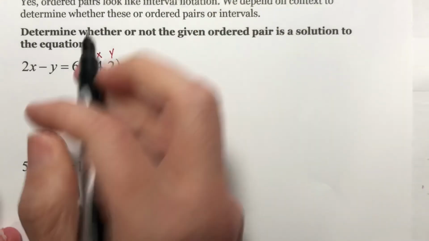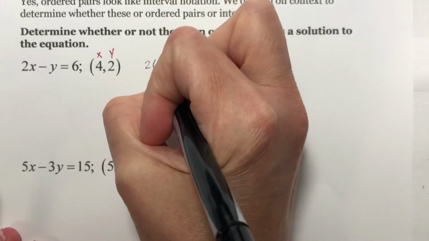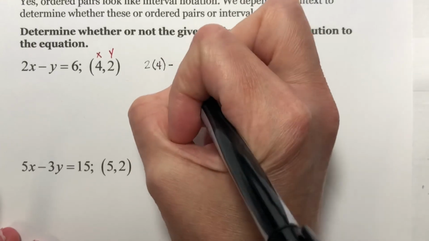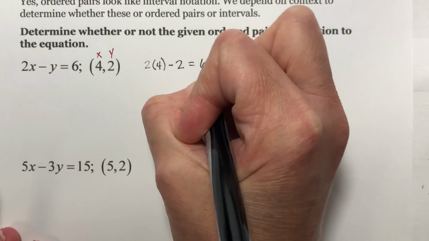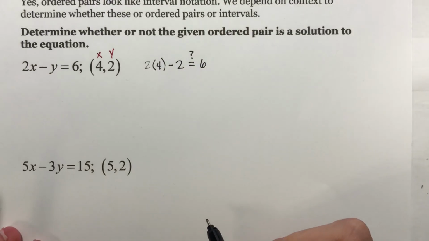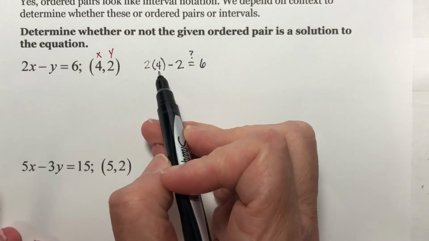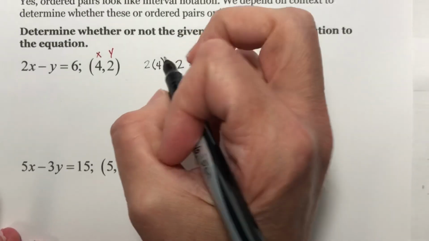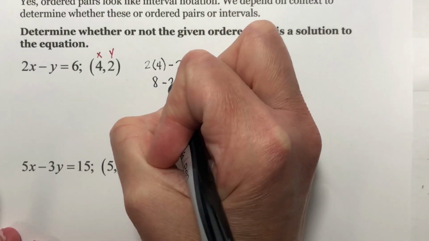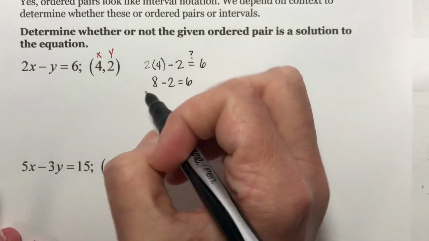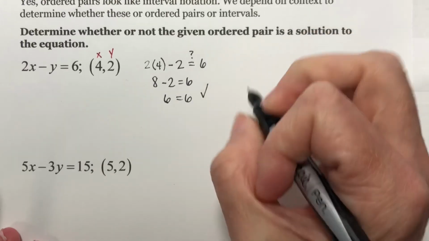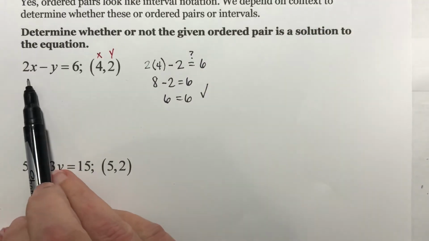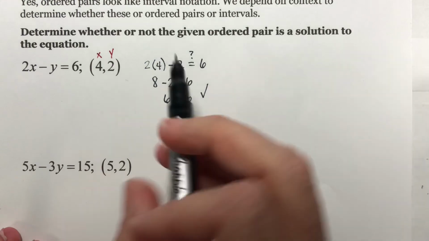So let's plug in these values, and we would get 2 times x, x is 4, minus y, and y is 2. And I'm hoping that equals 6. That's a question mark there. Remember your order of operations. We need to do the multiplication first. 2 times 4 is 8. 8 minus 2 is 6. 8 minus 2 really is 6, and I get 6 equals 6, which is true. So is 4, 2 one of the solutions to this equation? Yes.